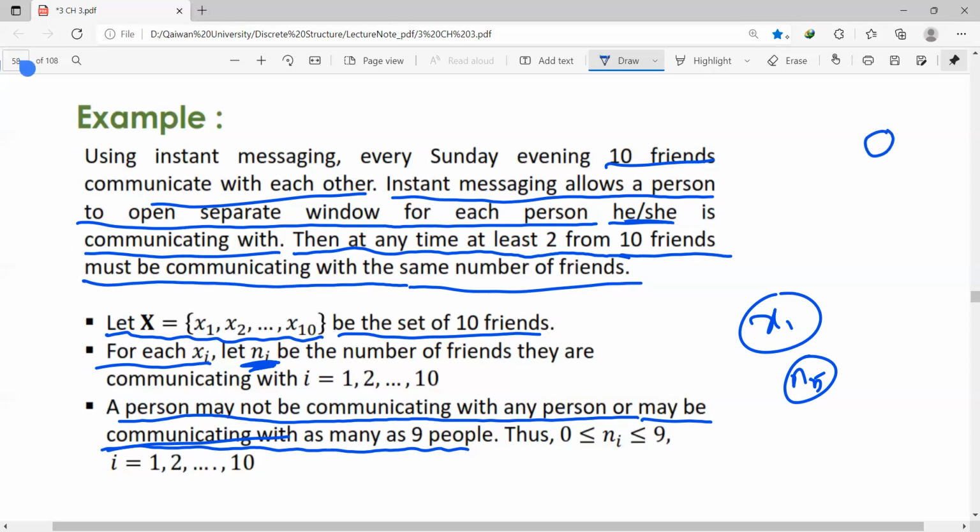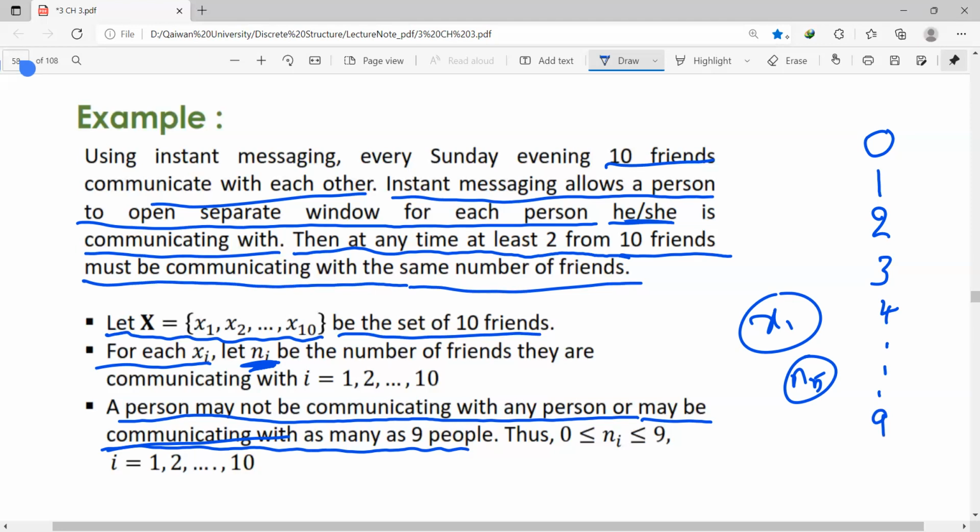If a student communicates with only one person, the number of communications for this student is 1. And then if the student is communicating with 2 people, with 3 people, with 4 people, up to 9 people. No student can communicate with 10 people because one of them is themselves. That's why there are only 9 people to communicate with.